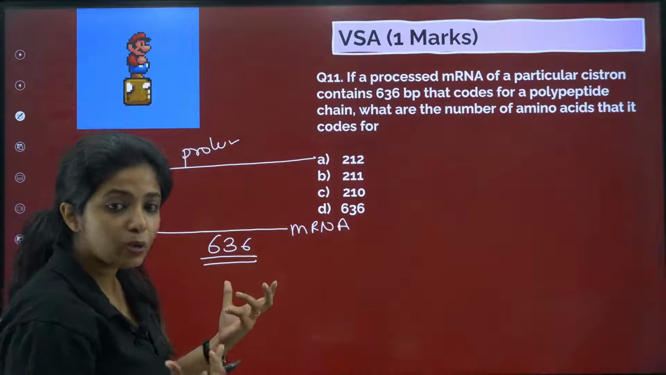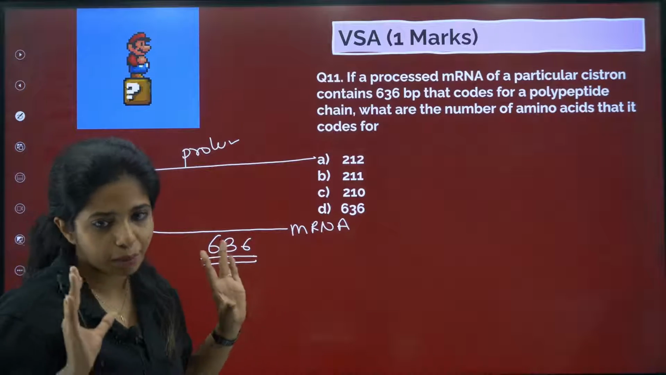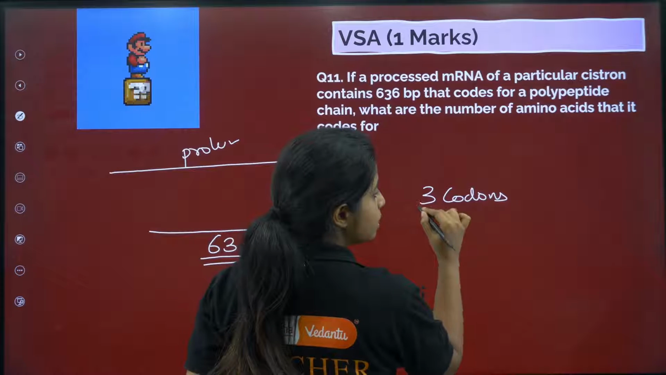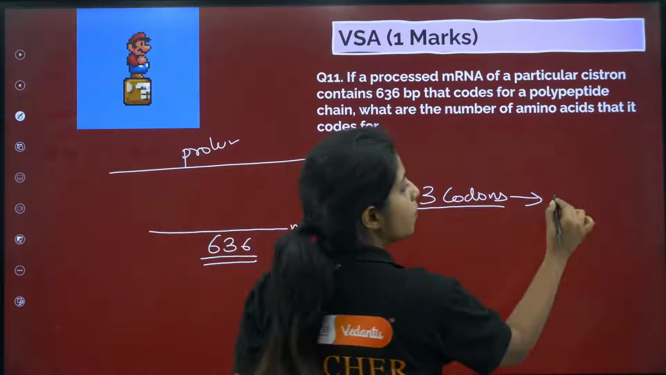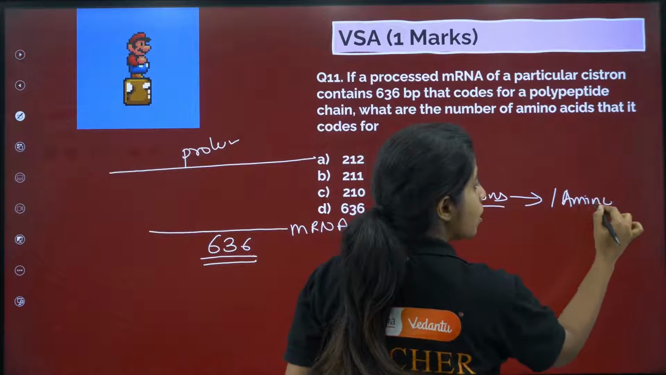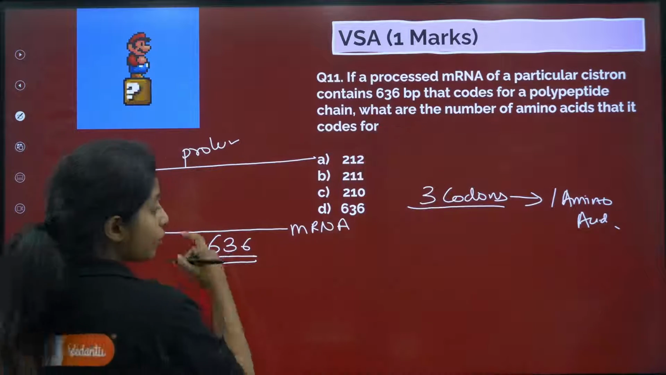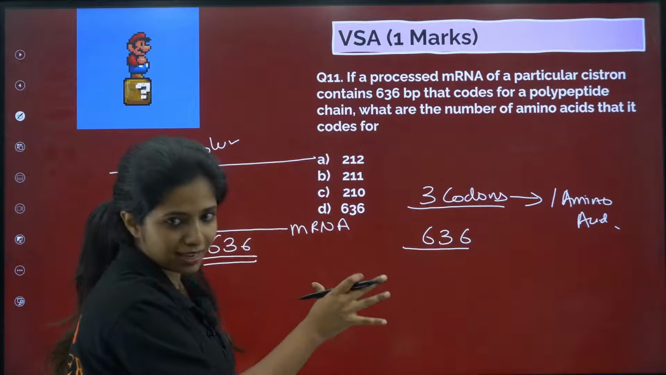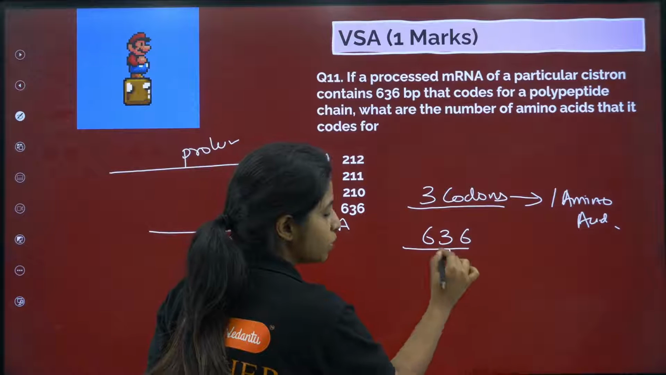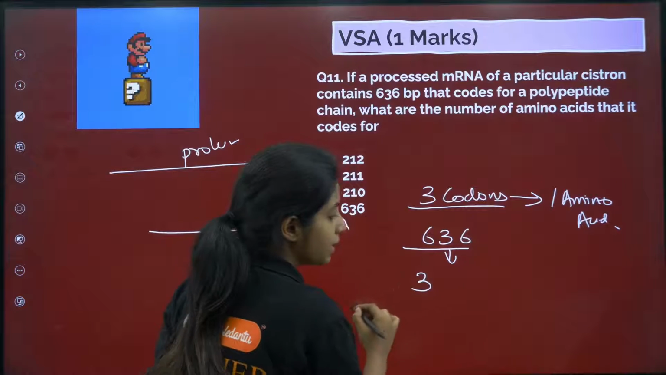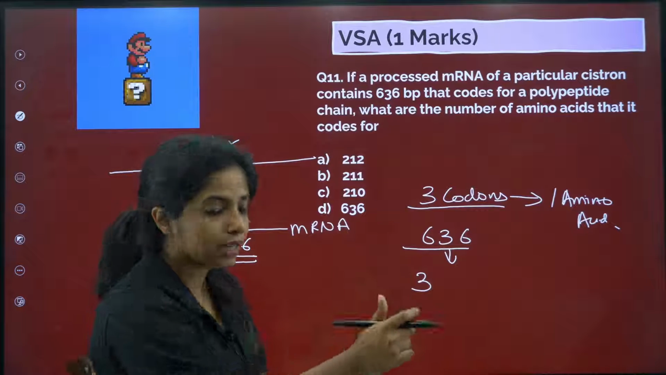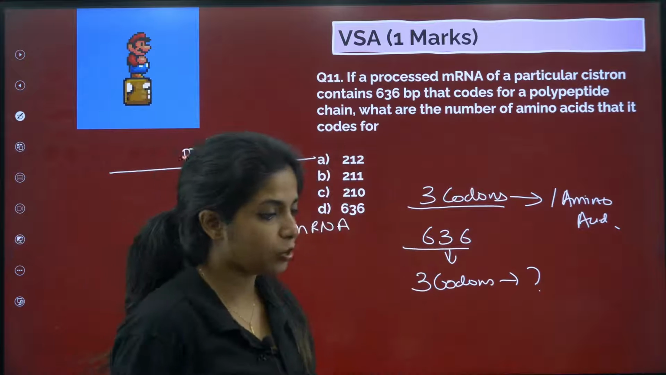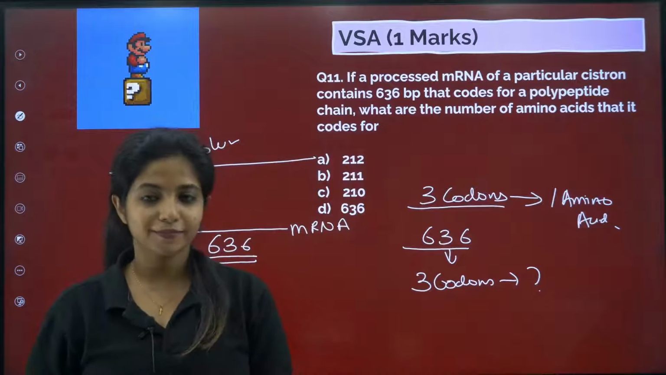What are the number of amino acids that it codes for? So, I'll tell you one basic math, okay? 3 codons come together to form one amino acid, to code for one amino acid. If you have 636 base pairs, in the 636 base pairs, my dear children, all of them basically have to come in the group of 3 codons and give rise to how many amino acids? That is the question.